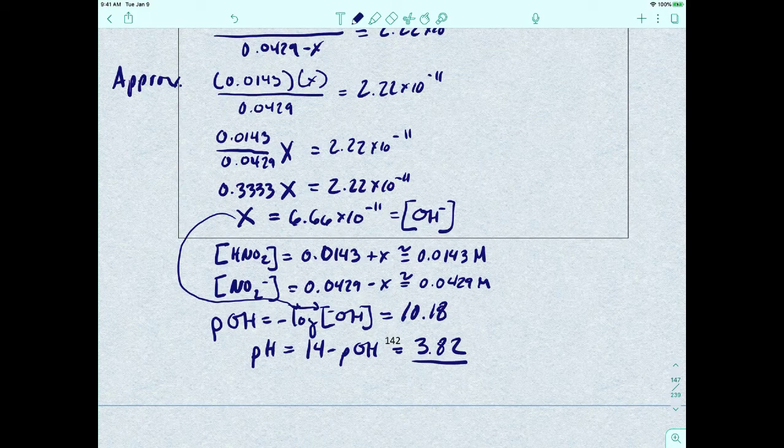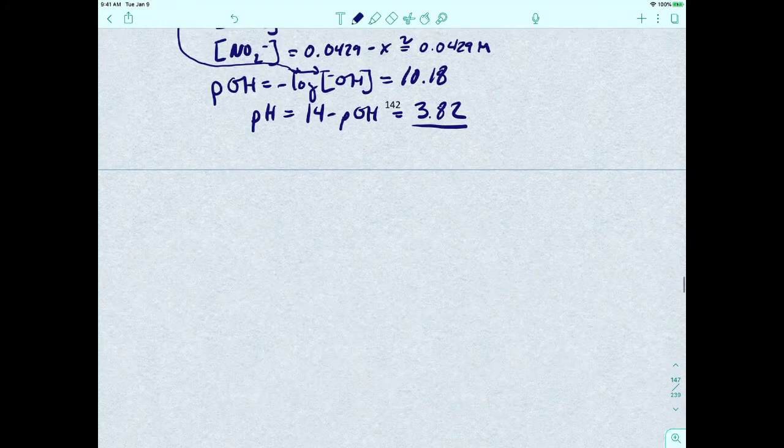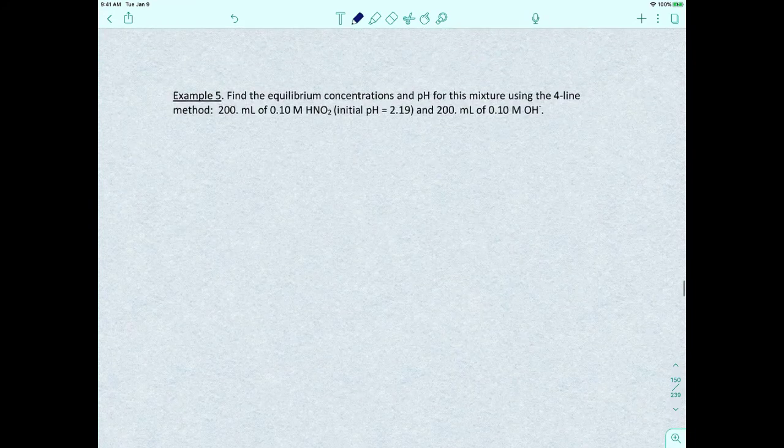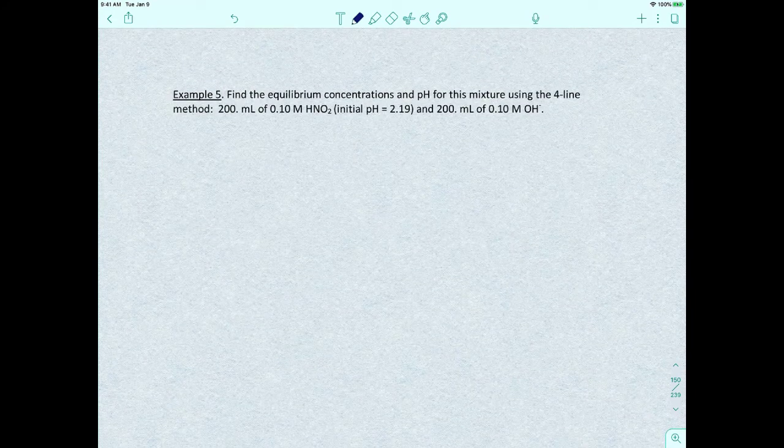Okay. So yeah, that's how we do that problem. Let's try another one. All right, here it is. Find the equilibrium concentrations and pH using the 4-line method.